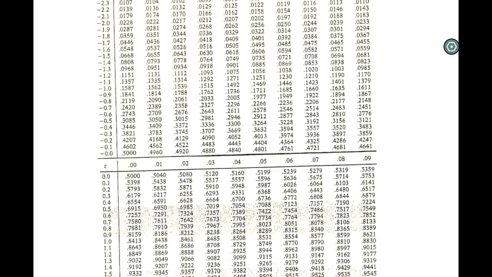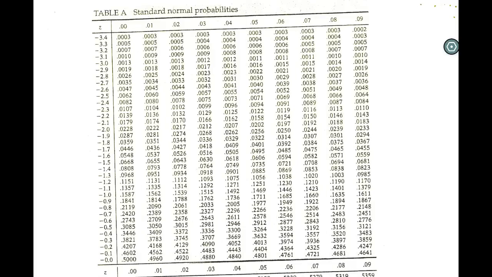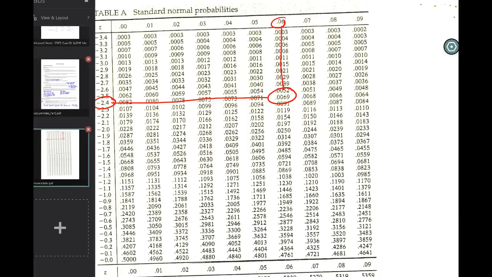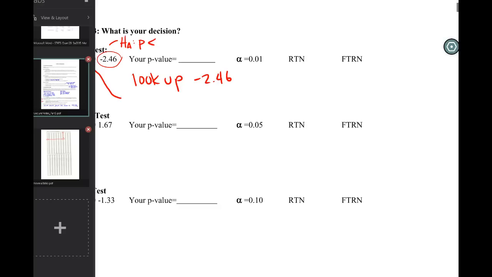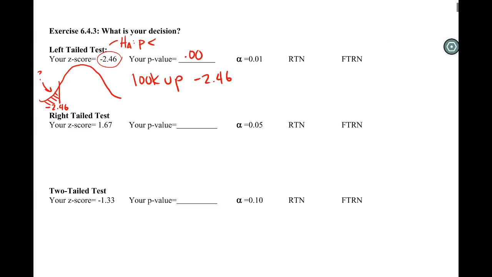So let me zoom in a little bit. Negative 2.46. Looks like our p-value or our probability is 0.0069. That's easy. And to me, that's easier than using normal CDF. Now, if you like normal CDF, you could definitely use that here. So that's step 3, finding our p-value.